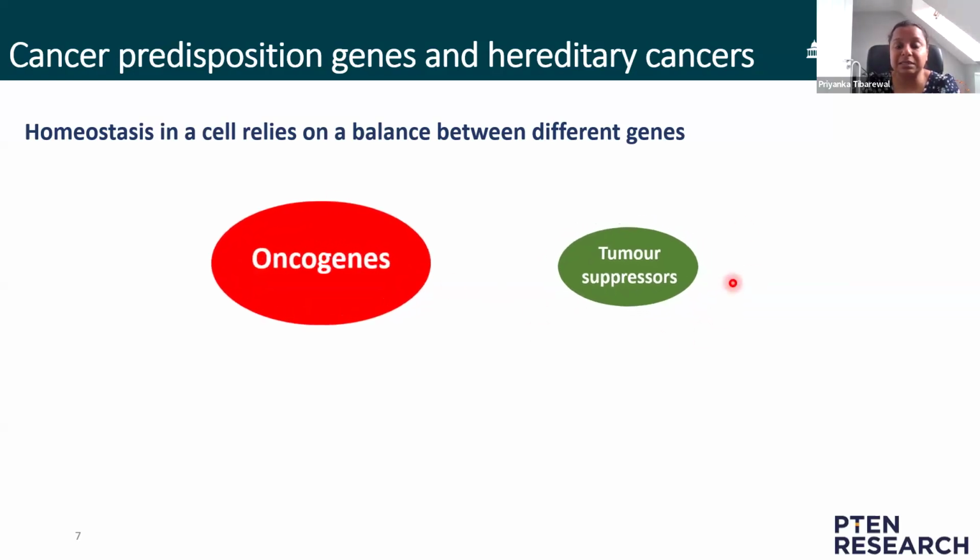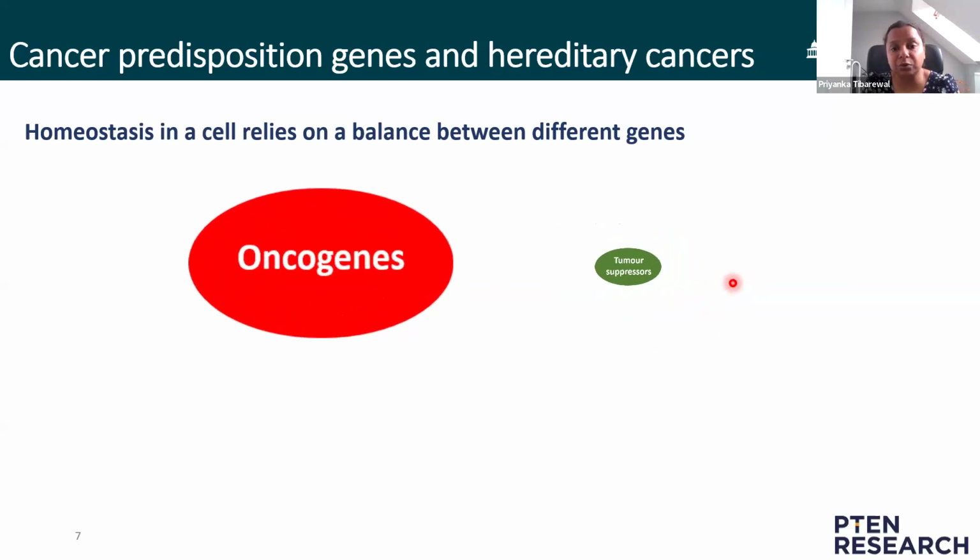What happens in cancer, as I said, is the bad guys, the oncogenes, are multiplied and you have too much of their activity. At the same time, tumor suppressors such as PTEN might be inactivated or not present, and that's when diseases such as cancer happen.